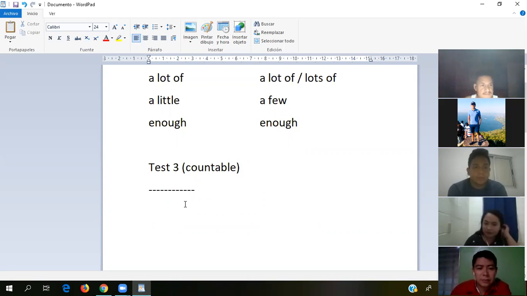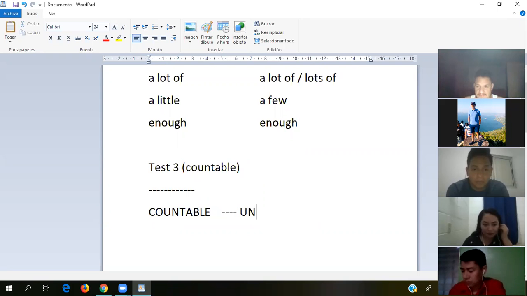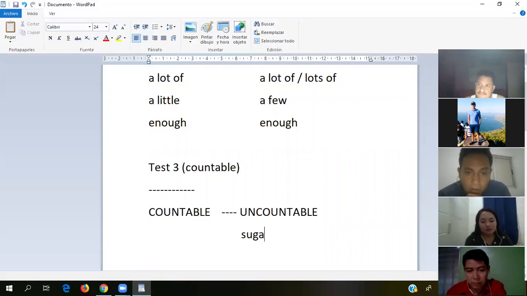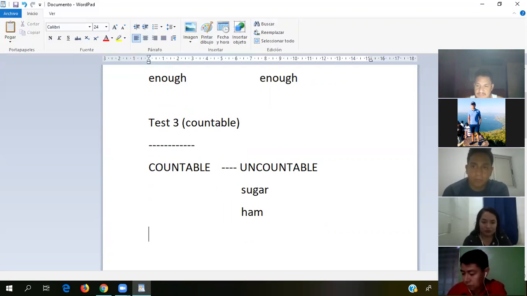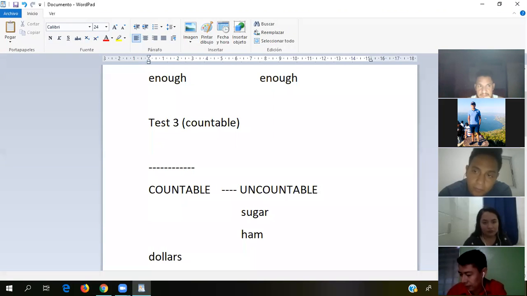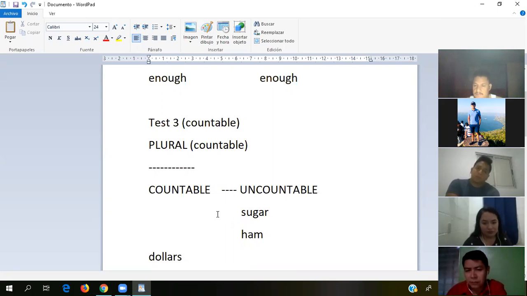Hold on, I'm gonna make two columns here, okay? Countable and uncountable. All right, so sugar, we said sugar is uncountable, right? What about ham, countable or uncountable? Uncountable. Todos los no contables los puedo pasar a la fila de contables si los pongo en contenedor o si los corto, okay? But in general, this is not countable, all right? Can I say I have three dollars? Yes. Okay, so dollars are countable. Otro tip: si el plural existe es porque es countable.